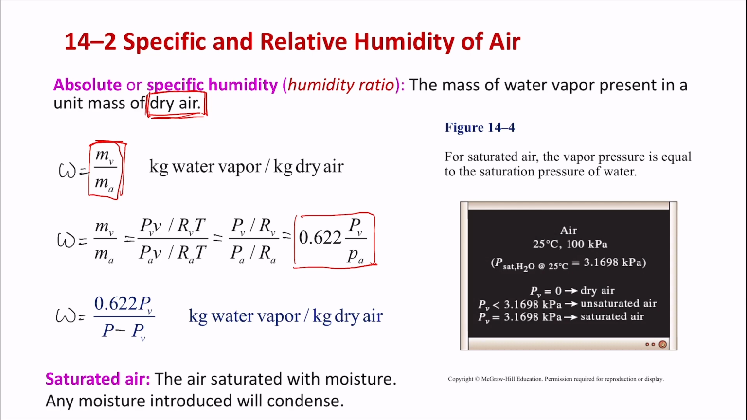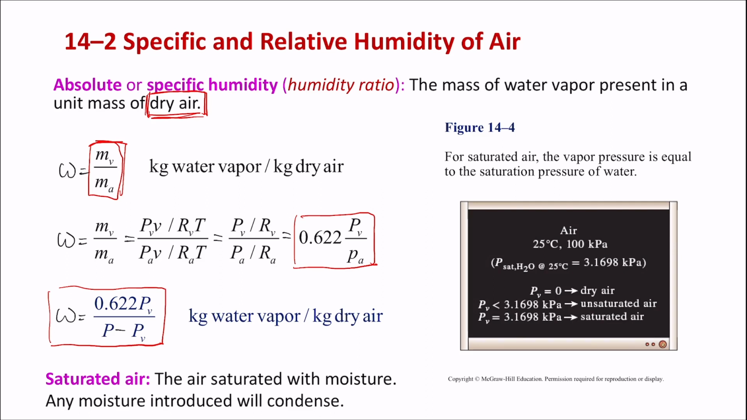That's much easier because usually it is really hard to measure the mass of water vapor inside, same as the mass of air, but pressure is relatively easy to handle. And then, using the total pressure, we substitute P air to get this formula. So this is a very handy formula for calculation.